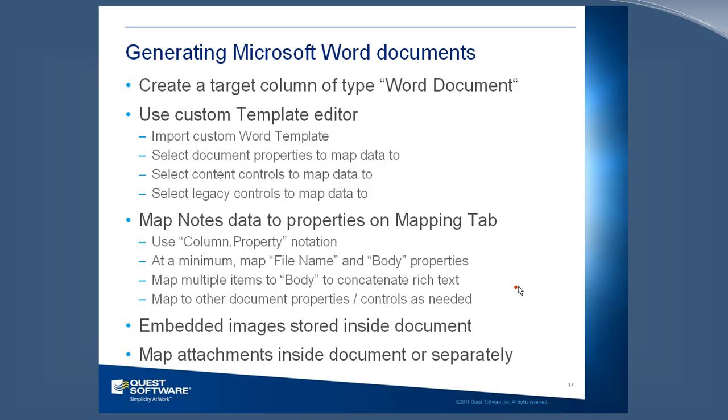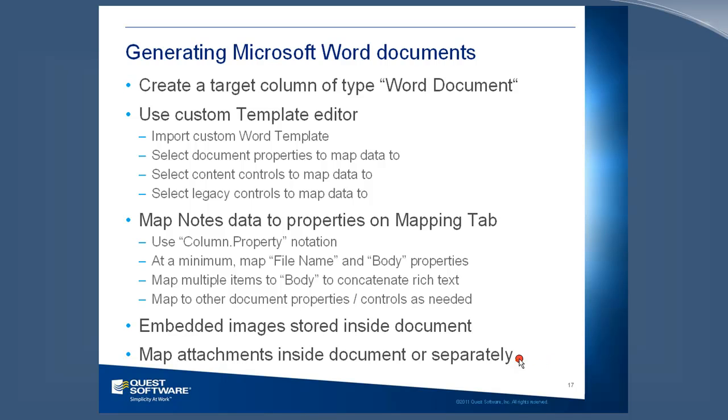Now, one thing about Word documents is that embedded images are always stored inside the document, so they just display in place inside the body of the document. Attachments, you have a choice whether you want attachments and objects to be stored inside the Word document or separately in an alternate document library like I showed you. And it's actually more common to store them separately.